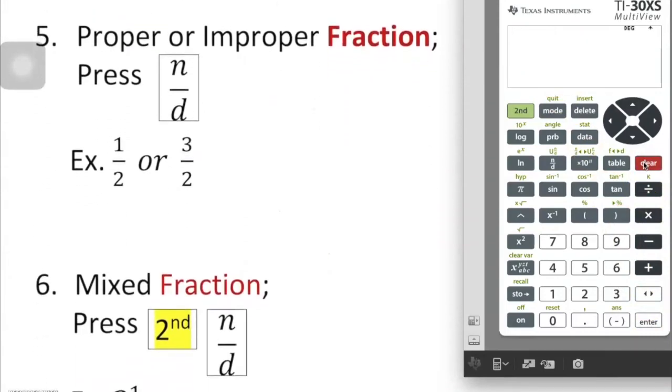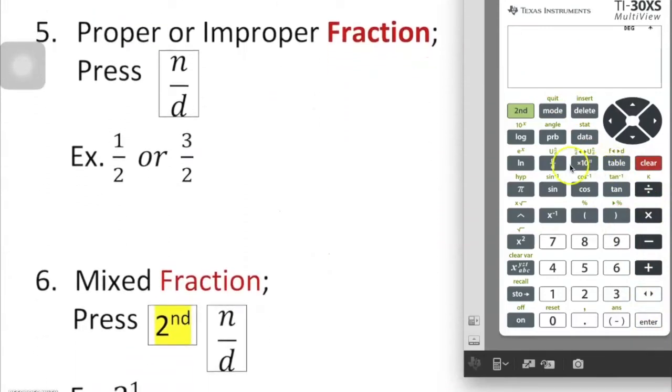Now, proper or improper fraction. So how do you type a proper or improper fraction? Press n over d. So this is the n over d. Okay, clearly as you see, this is n over d. Now, if we do n over d, that prompts us with a numerator and a denominator. Okay, so the numerator is a little bit portion, and this is the total on the bottom, as you see down here. Now, we can do it two ways.